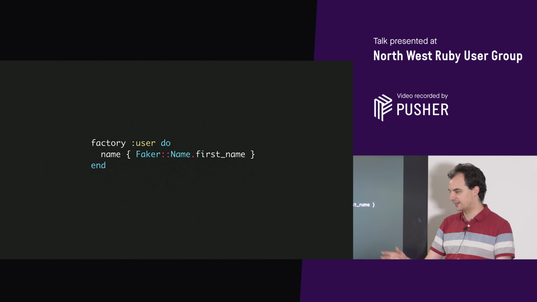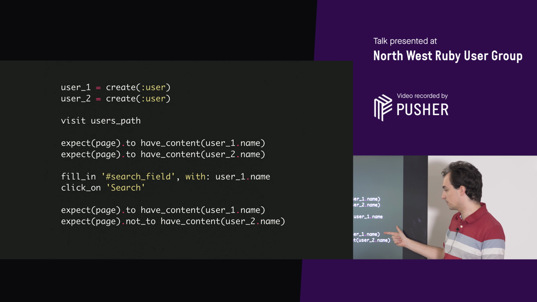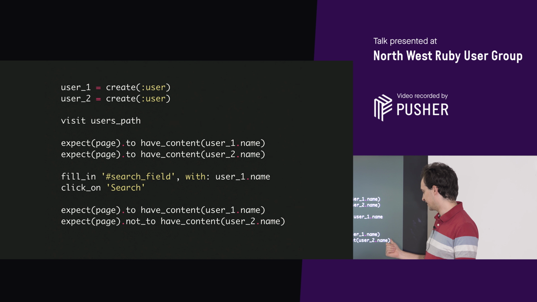So here we've got a reasonably standard Capybara feature spec. We're creating two users. This is using the Capybara syntax, the Factory Girl syntax, but again, syntax here is not important. So creating two users, going to the user's path, making sure that both those users show up on the path. We're then filling in some search field with the first user's name. We're performing that search, and then we're making an assertion that the first user, the one that we searched for, has turned up, but the second user hasn't.